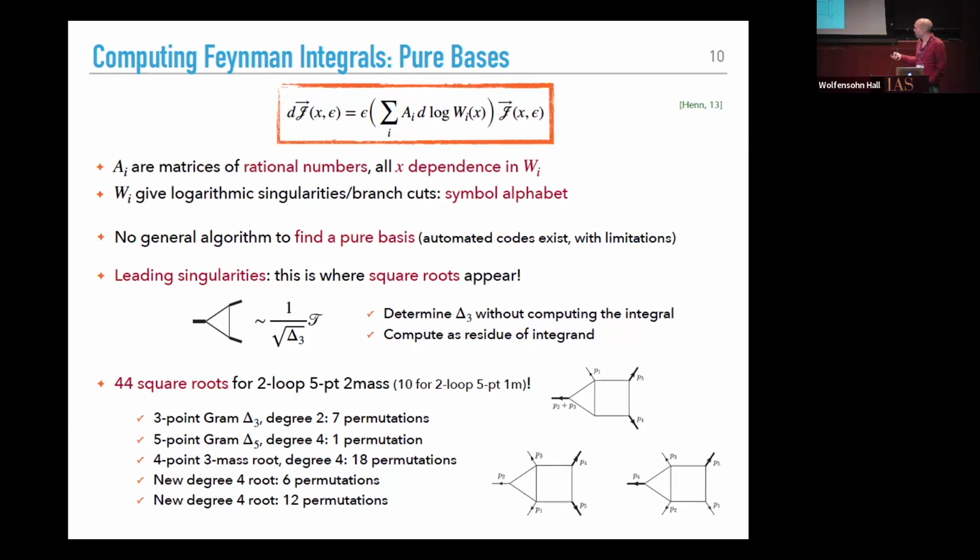And so these square roots, some of them have some nice physical meaning. So for instance, the 3-point Gram determinant is something that you would encounter just by studying the kinematics of three particles. You also have the 5-point Gram determinant.